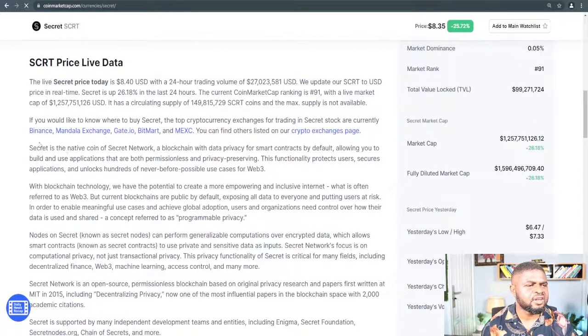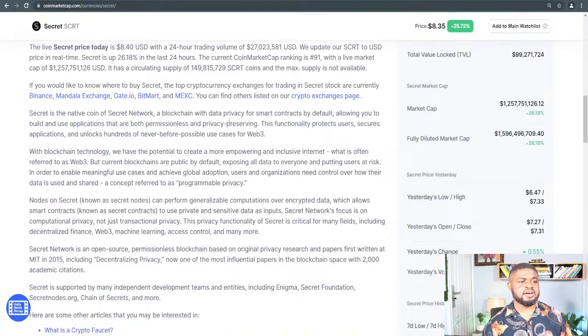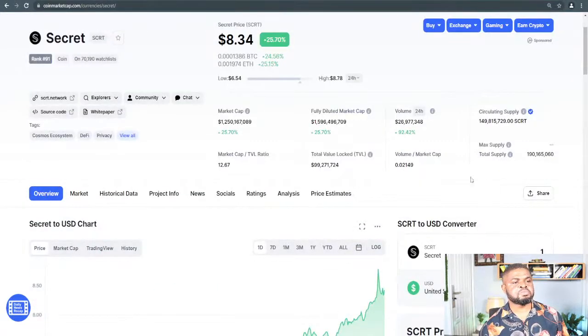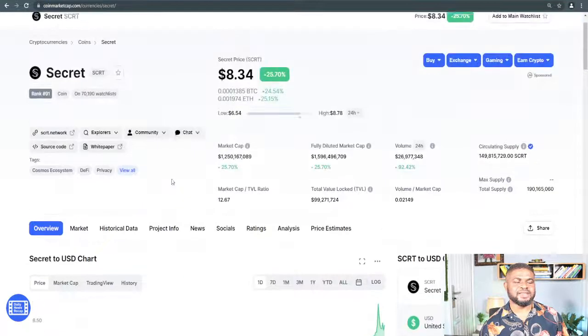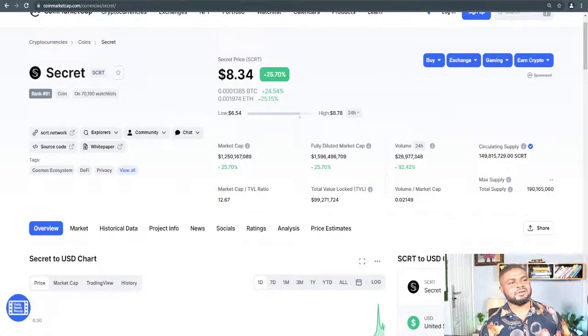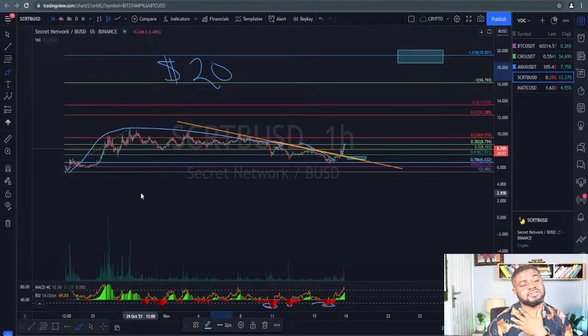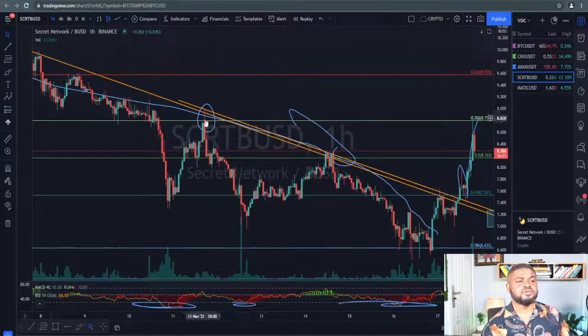So whatever. Secret is the native coin of Secret Network, a blockchain with data privacy for smart contracts by default, allowing you to build and use applications that are both permissionless and privacy preserving. All right, they're kind of like blockchain smart contracts. Also, probably will be around for a reasonable time. So, of course, I like the fact that their market cap is quite reasonable at that price, and their supply is not too huge, so we can expect at least a significant increase in price, right? So I think we are on course. All right, let's keep our fingers crossed and watch if this is an opportunity for us to cash out.